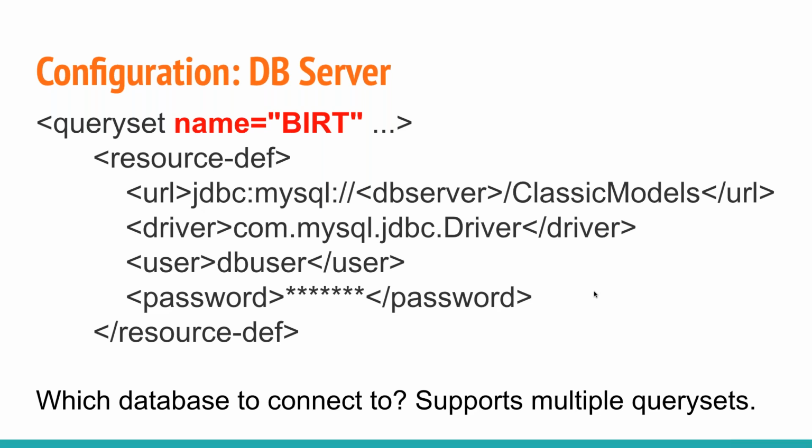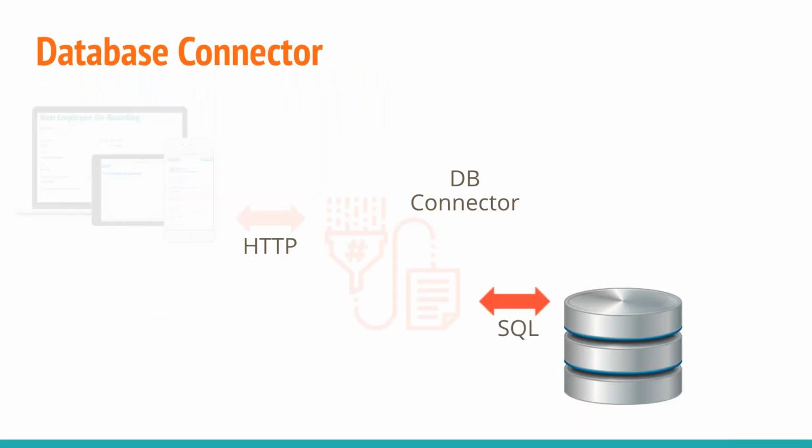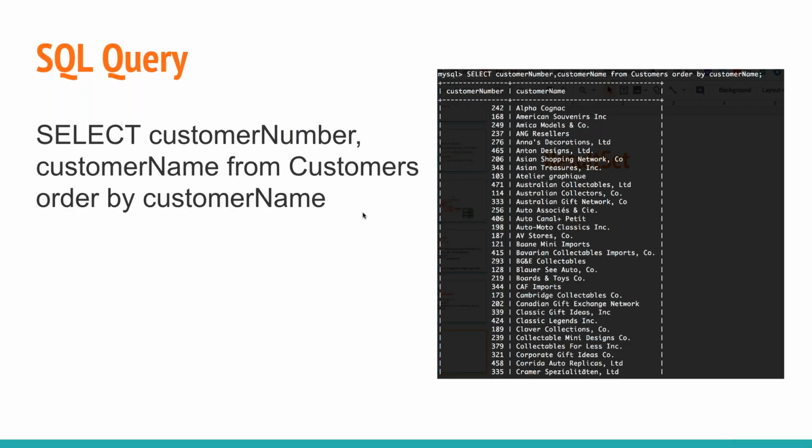We have all of this stuff documented for most databases. But at the highest level, you have to tell the database connector, okay, here's the database that I want to connect to, what kind of database it is, and some credentials to connect with. Once that's done, let's take a look at an example of when you're talking to a database, it's typically SQL or a stored procedure. So here's an example of a really simple SQL query. Select customer number, customer name from customers, order by customer name. Hopefully it's reasonably familiar to most people on the call.